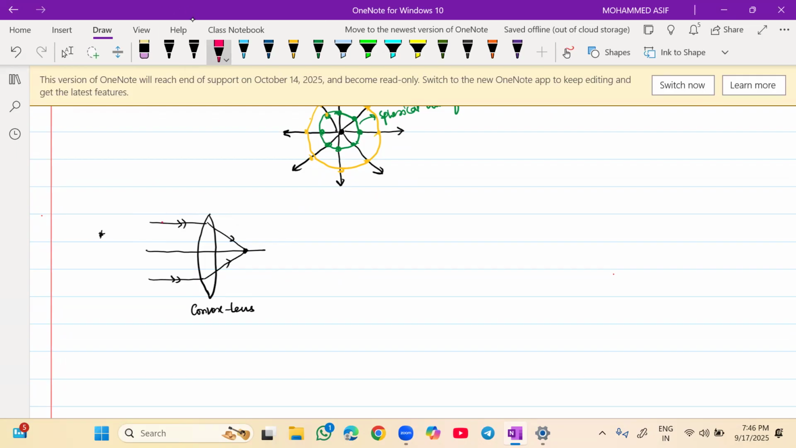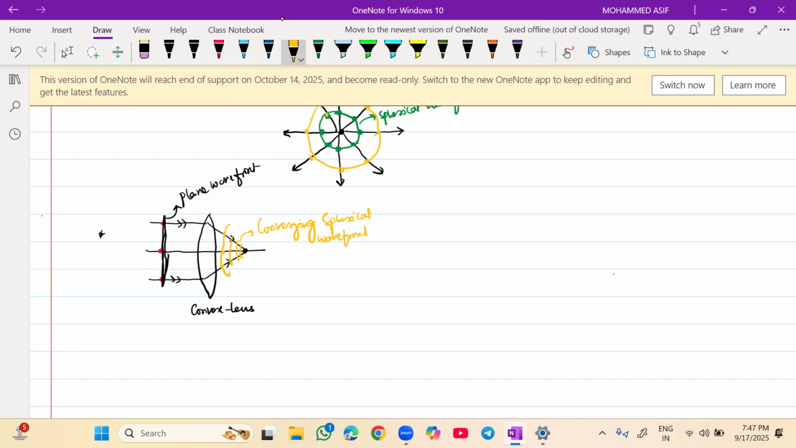If I take the locus of all the points which are in the same state of vibration and attach all of them like this, what type of wavefront are we getting? It is a straight line, so this is called a plane wavefront. When a plane wavefront is incident on your convex lens, the points converge like this. So we are getting a converging spherical wavefront.